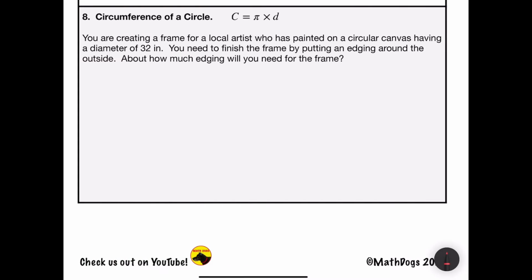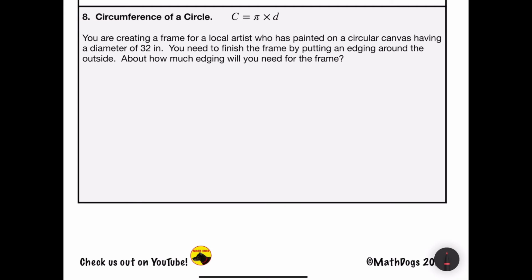Number 8 is the circumference of a circle, which is the distance around the outside edge. The formula says circumference is equal to pi times the diameter. This problem says you are creating a frame for a local artist who has painted on a circular canvas having a diameter of 32 inches. You need to finish the frame by putting an edging around the outside. About how much edging will you need for the frame?